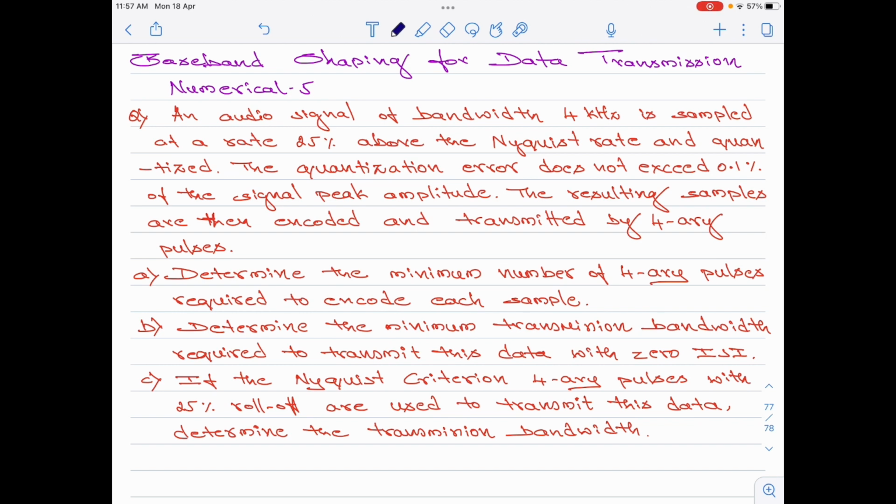Part A of the question says, determine the minimum number of 4-ary pulses required to encode each sample. Part B, determine the minimum transmission bandwidth required to transmit this data with 0 intersymbol interference. Part C, if the Nyquist criterion 4-ary pulses with 25% roll-off are used to transmit this data, determine the transmission bandwidth.